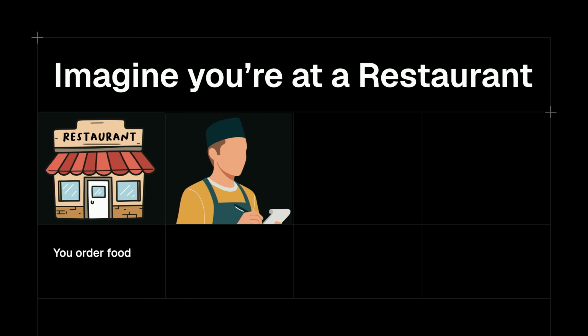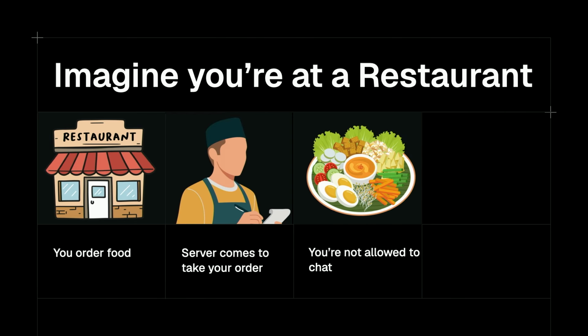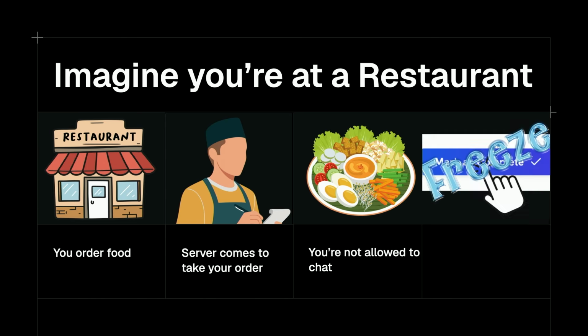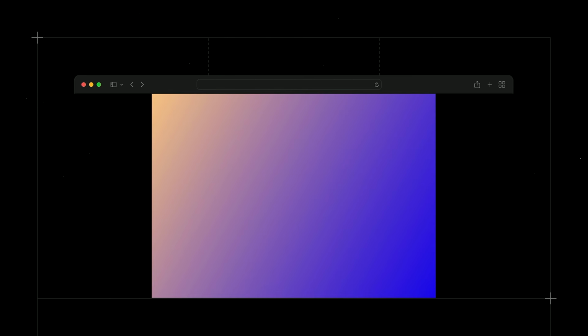Imagine you're at a restaurant and you order food. Your server comes to take your order there, and you are not allowed to do anything. You're not allowed to chat with your friends or do anything whatsoever. Basically, you are frozen, and that is the reality in our browser. We need to keep the conversation going. We need to show something.